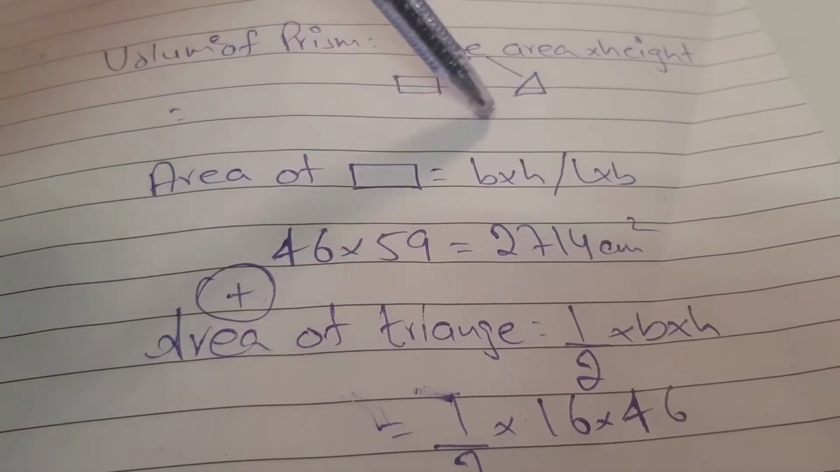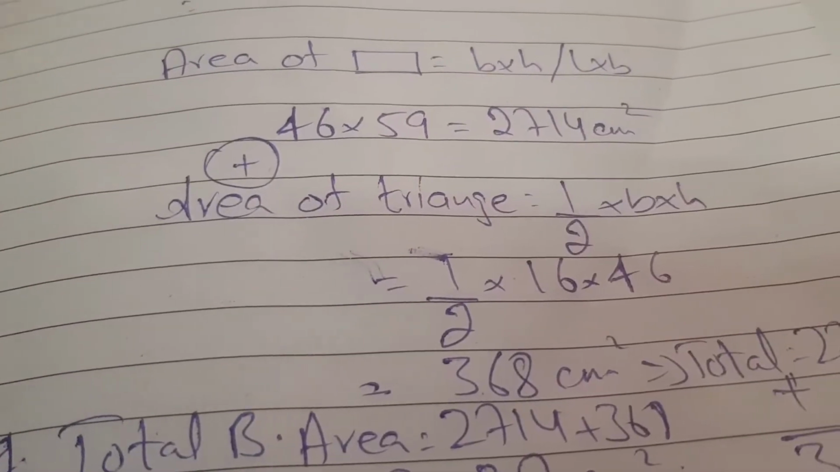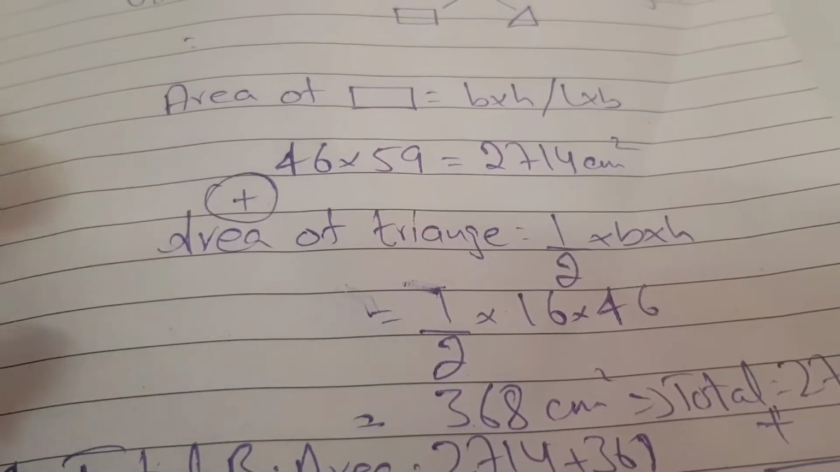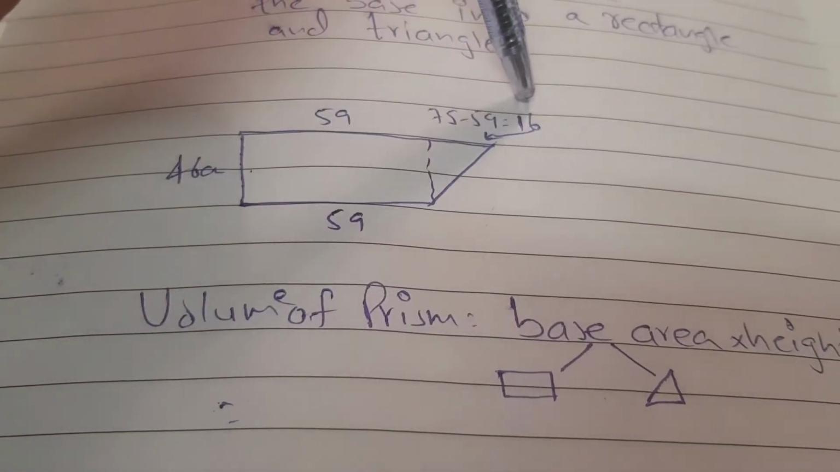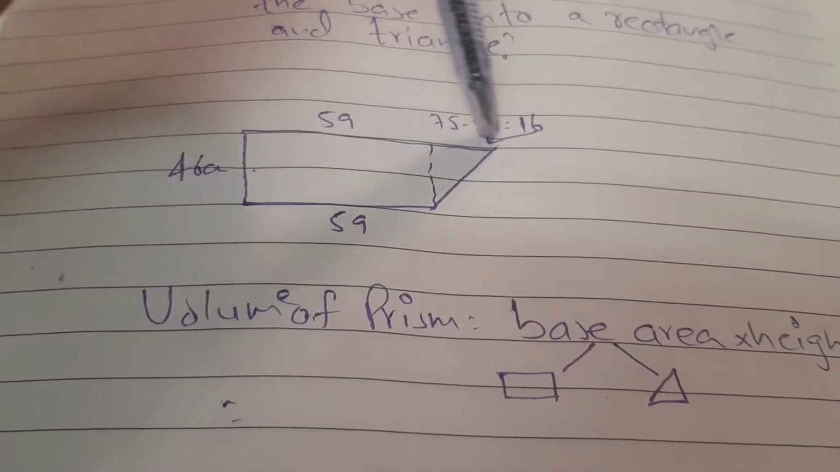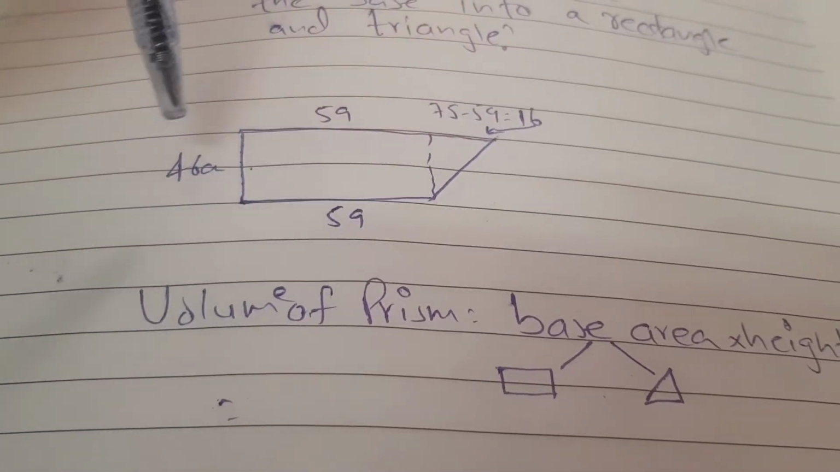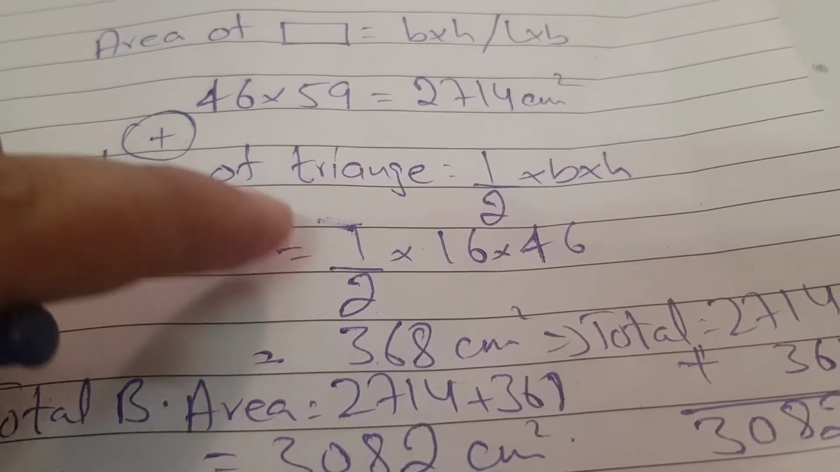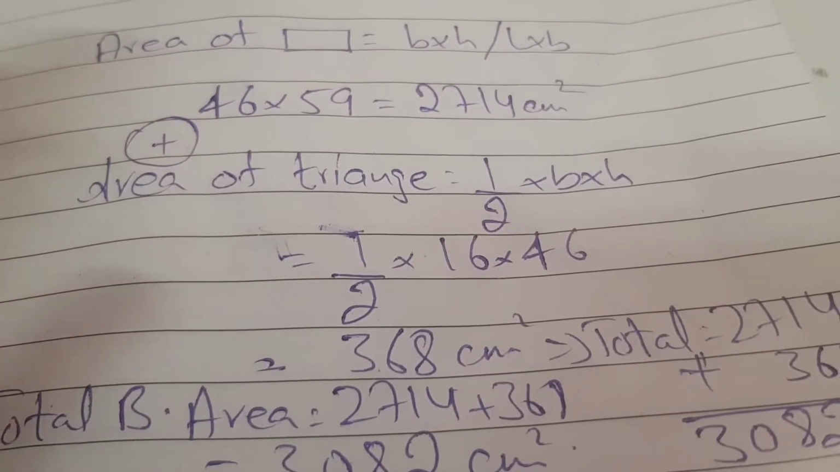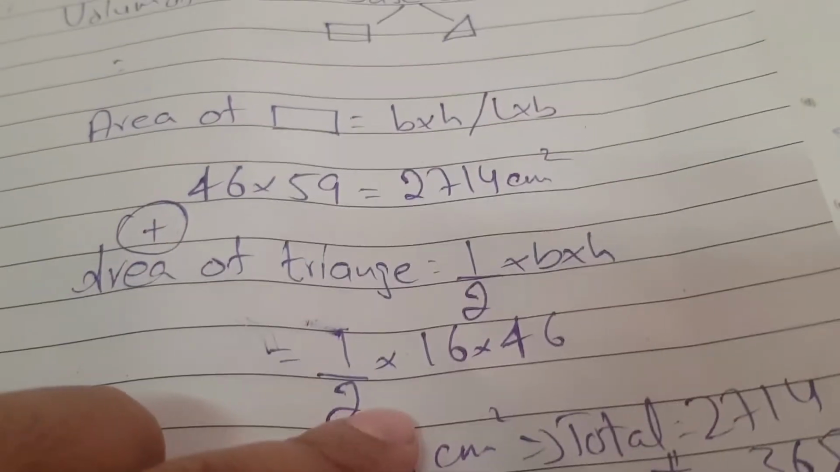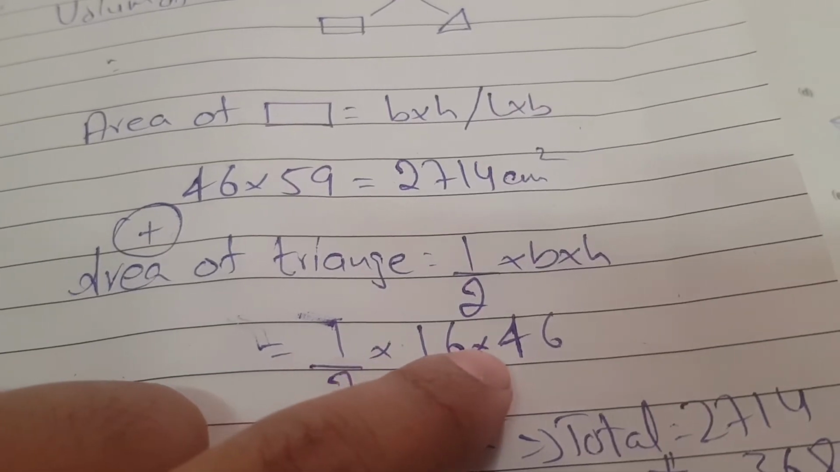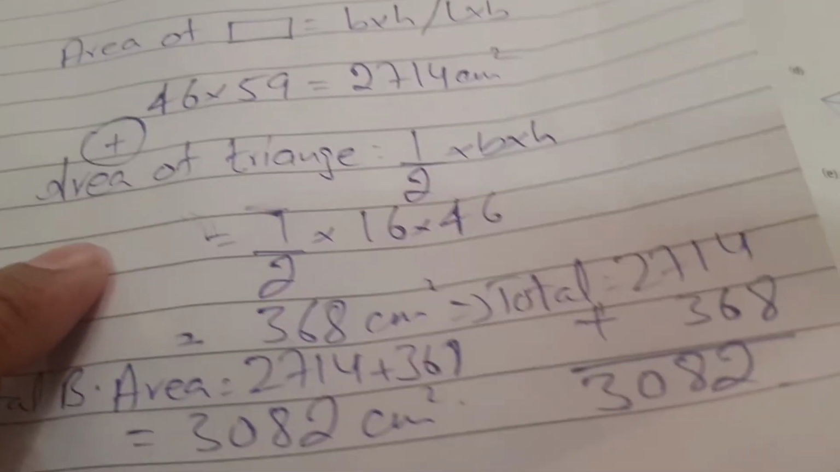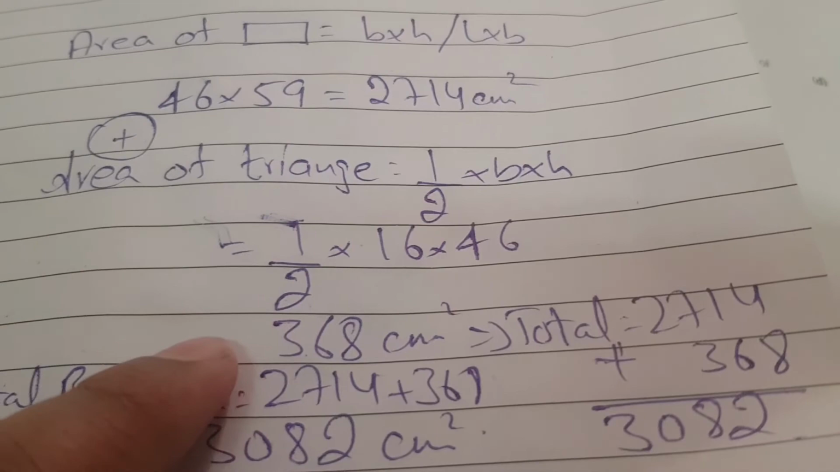Now you're moving on to this part, the triangle. Area of triangle equals half into base into height. The base of this triangle is 16 and the height is 46. So half into base into height. You just substitute the values first. In place of base you put 16 and for the height you put 46. You solve the formula and you get 368 centimeters squared.